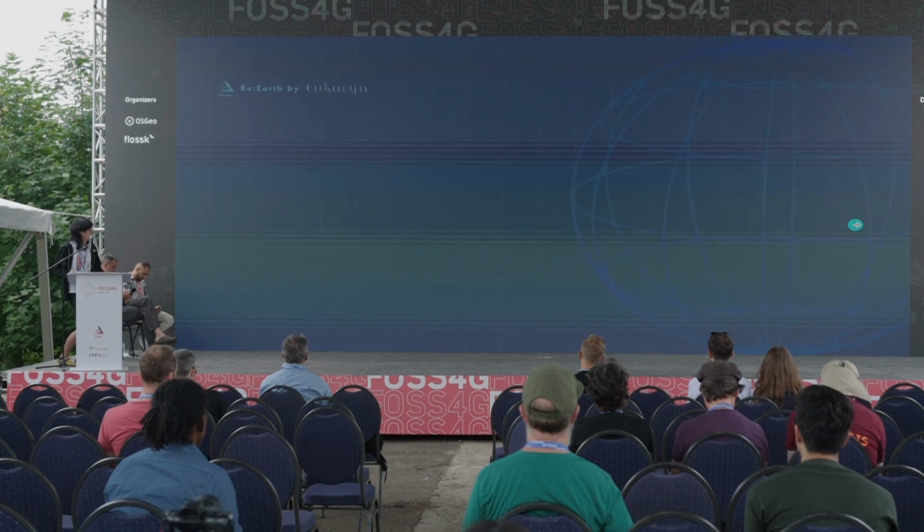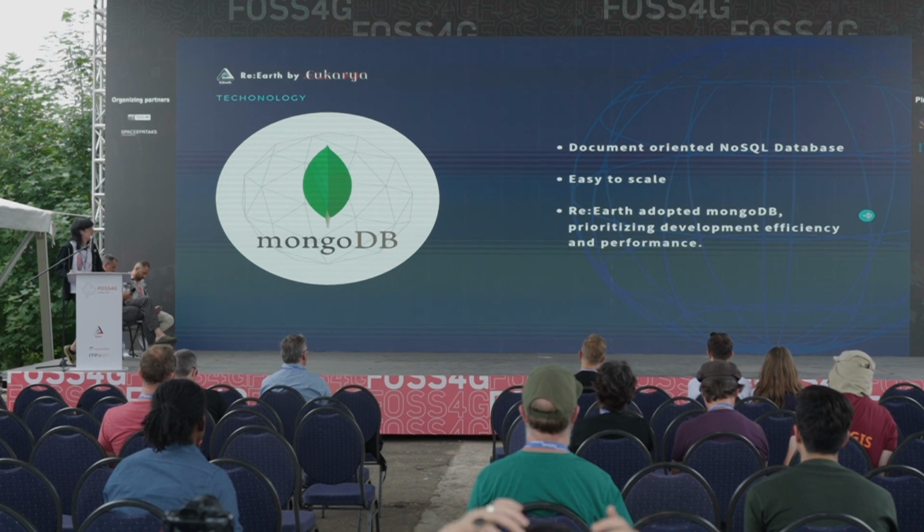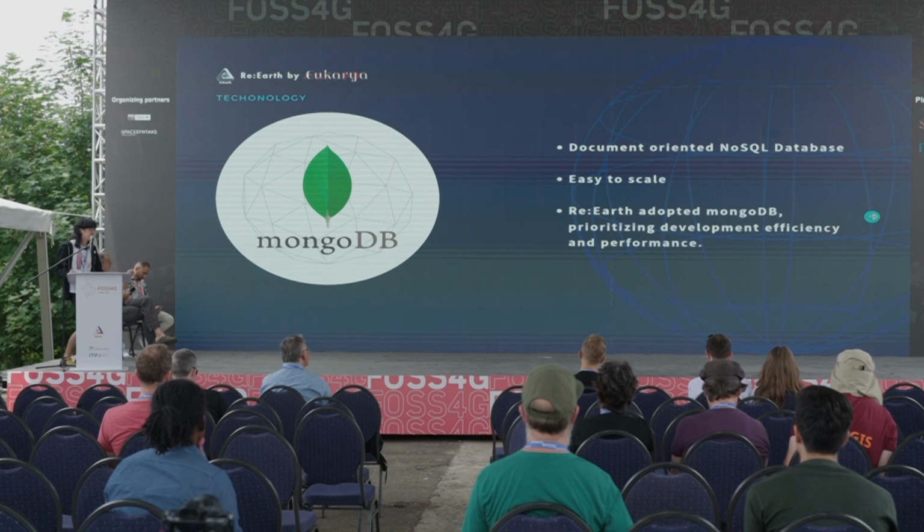We use MongoDB for the database, and it's a NoSQL database, easy to scale. RIOS has a complex data schema, but it depends on what you want to do. So that's why we chose this kind of NoSQL, no-schema database.